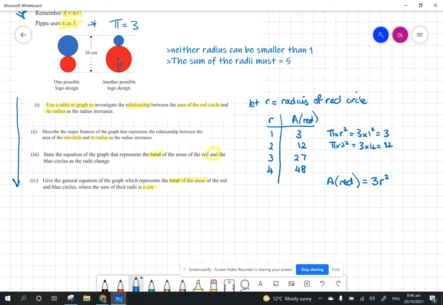Right, part 2, describe major features of the graph that represents the relationship between the area of the red circle and its radius. Here you're going to need to draw a graph, because you're talking about features of the graph, and if you're going to talk about features of the graph, you have to draw a graph. So for part 2, you're going to draw a graph. The area equals 3r squared, and we'll do that in the next video.